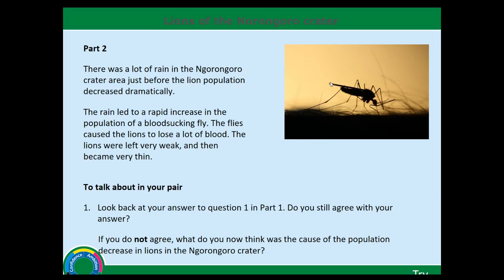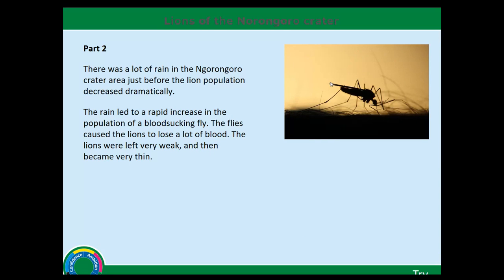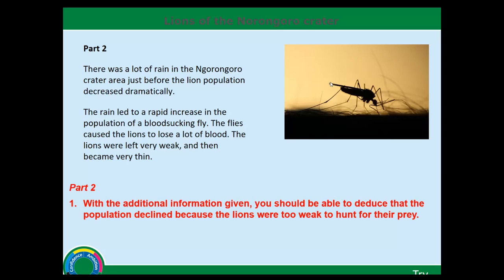Okay, let's see the possible answers. Of course, saying the lions are thin and weak, that means they will not have been able to hunt effectively. So they will not have been able to catch their prey or get food. And so that's what has led to their decline in numbers, because being too weak to hunt, they starved to death.